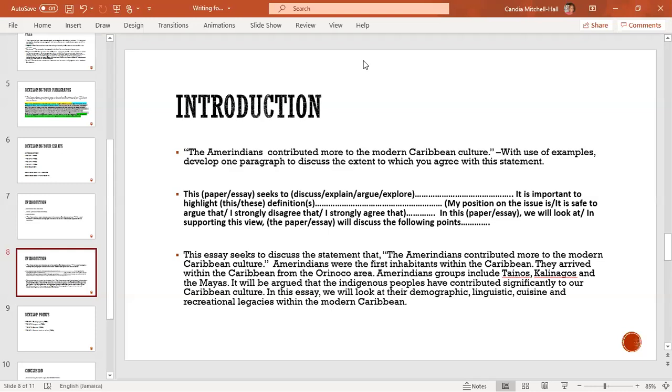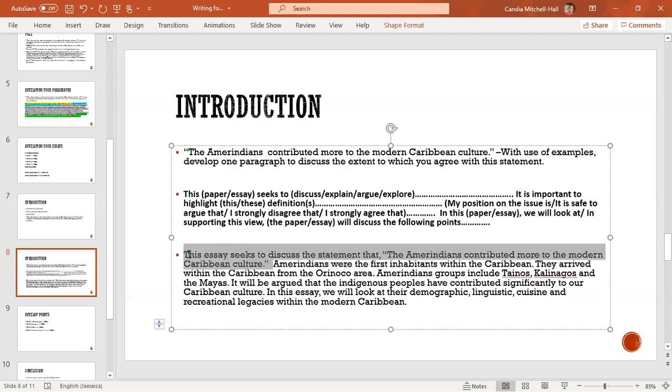Another major mistake is that you're talking about Amerindians and then you're talking about the East Indians that came after 1838, all right? So you introduce, so that is the first thing when you're doing an introduction. You get a mark for introducing the question. So you introduce the question. After that, you give your definition.